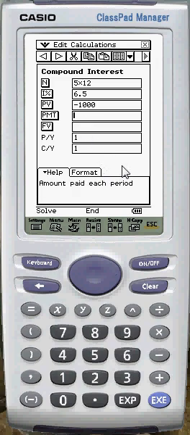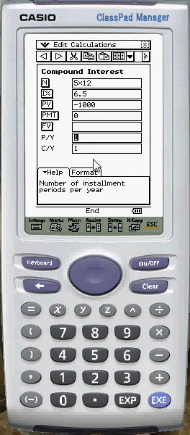PMT is where we put the amount paid each period. Now, this refers to situations where money is being added to your investment through the time of the investment. And for most of the problems that we'll do in this course, that will be zero, but there may be situations where we're asked to add to our investment.